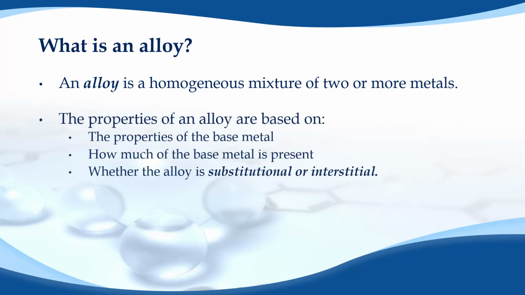Now, the properties of any individual alloy are based on, most importantly, the properties of the base metal, right? So, for example, steel, which is an alloy, the properties of steel mostly are based on the properties of iron, which is the base metal that steel is made from.